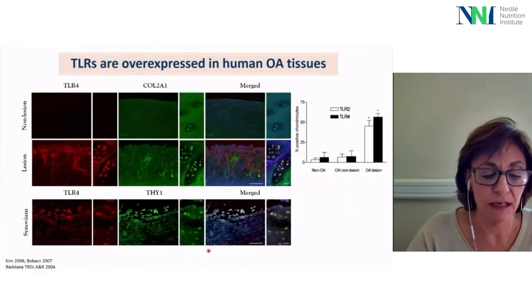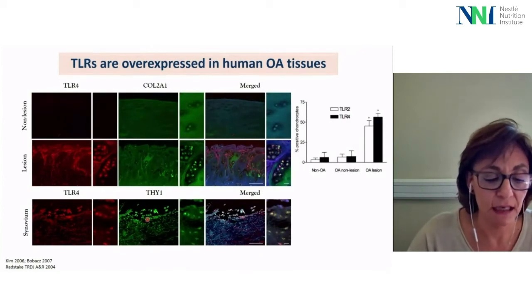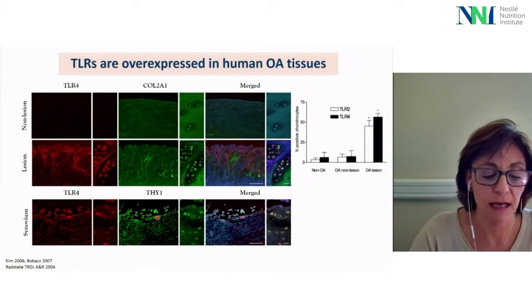Indeed, the activation of the innate immune system can be observed in vivo. You can see here how the presence of TLR4 is increased in the cartilage of osteoarthritic patients, specifically in damaged regions. Besides, activation of TLR4 is also evident in the synovial membrane, together with other markers of cell activation.